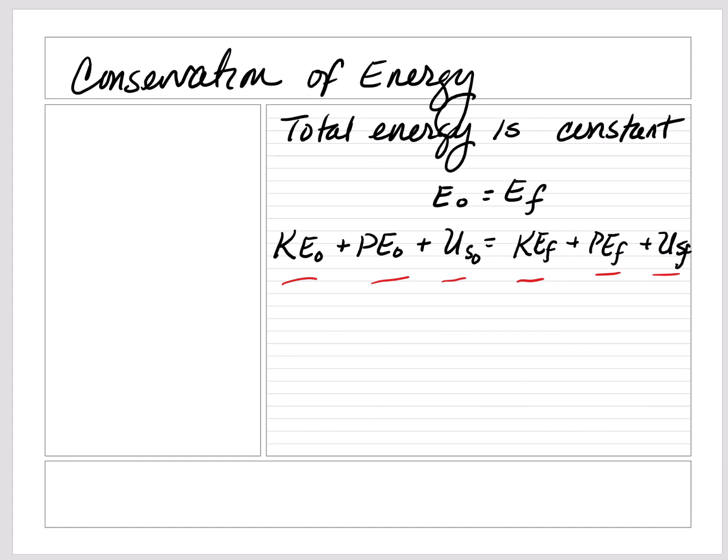Conservation of energy states the total energy is constant. That means the E initial must equal E final, or the mechanical energy initial must equal the mechanical energy final. So the three possible energies that you could start and end with are kinetic energy, potential energy, and spring energy. You only include spring energy if a spring is present. If not, then it's just KE plus PE equals KE plus PE.